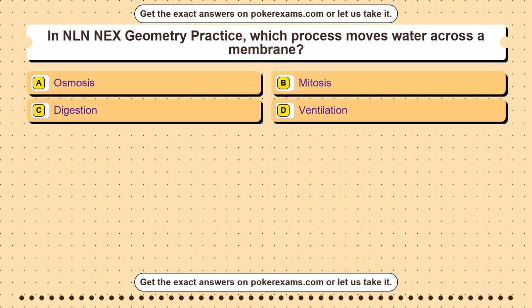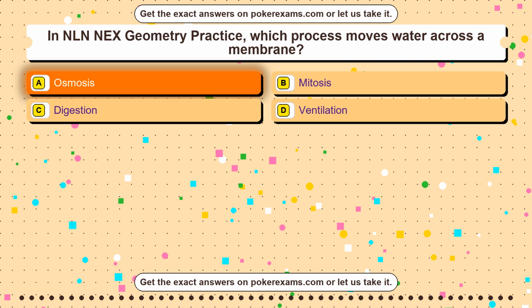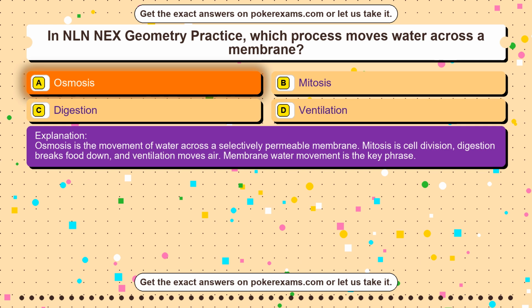Question 13. In get geography practice, which number is the mode of 4, 6, 6, 7, 9? Option A 4. Option B 6. Option C 7. Option D 9. The correct answer is option A. Osmosis. The mode is the value that appears most often, which is 6. The other numbers appear only once. Frequency is the key to finding the mode.